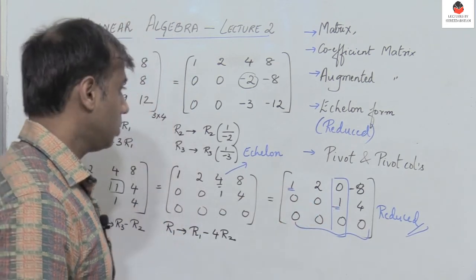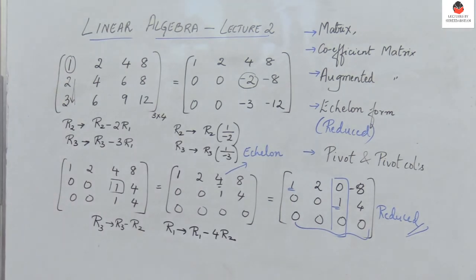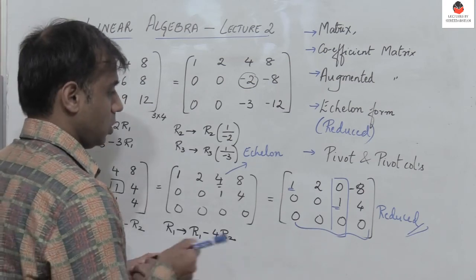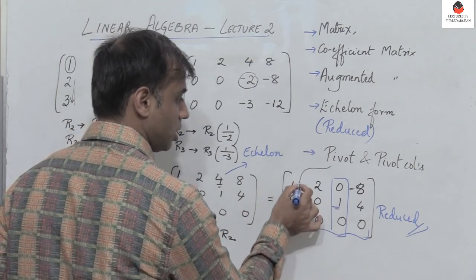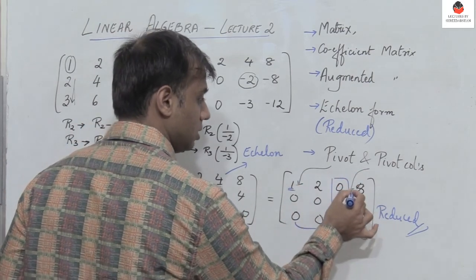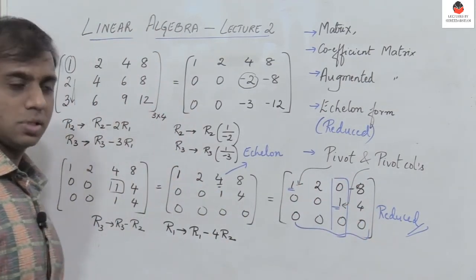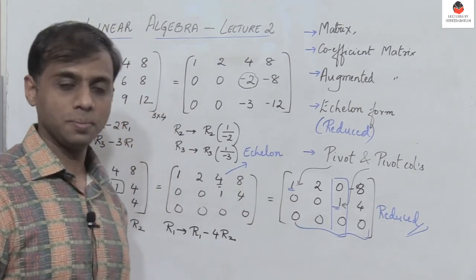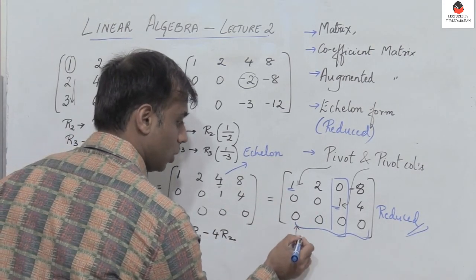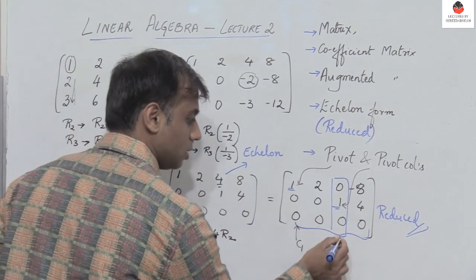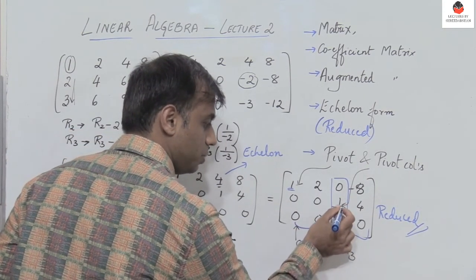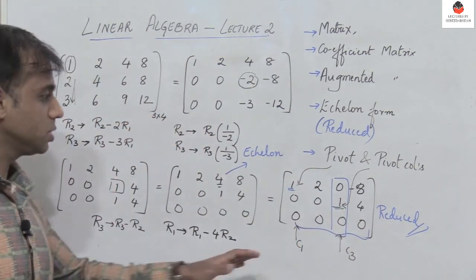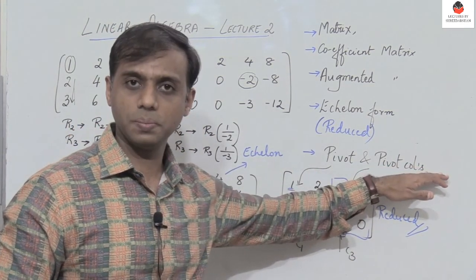Now what about the pivot and pivot column? A pivot position in a matrix is the location that corresponds to the leading one in the reduced echelon form. Now this is where you have 1. So this becomes a pivot. And again here, this again becomes a pivot. So wherever you have the leading entry, that is the pivot. And the column, so this is column 1 where you have the pivot. You have column 3 where the pivot element is present. So columns 1 and 3 become the pivot columns.